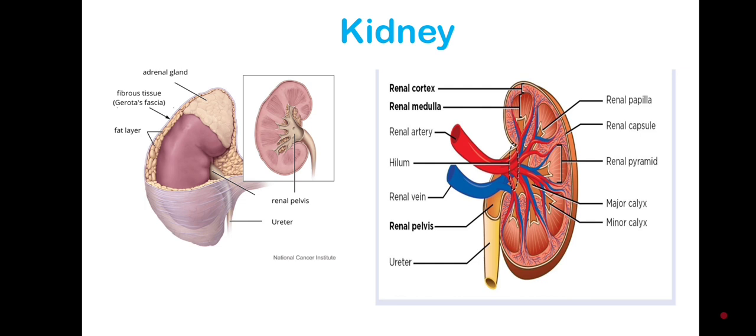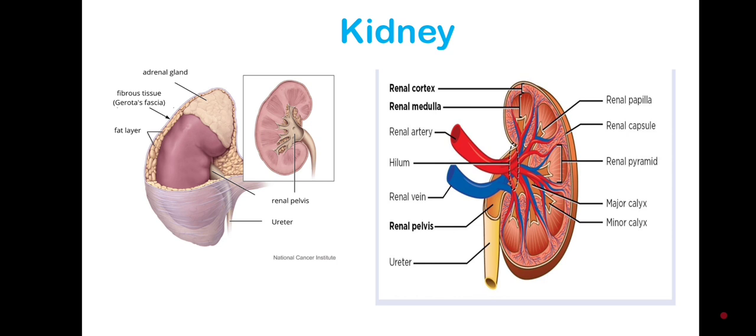Then the renal medulla. The renal medulla is the inner region of the renal cortex. It consists of the renal pyramids. You can see the triangular structures in the renal medulla, which are made up of the collecting ducts and the loop of Henle. The renal columns separate the pyramids. The function of the renal medulla is concentrating the urine by controlling water and salt reabsorption.